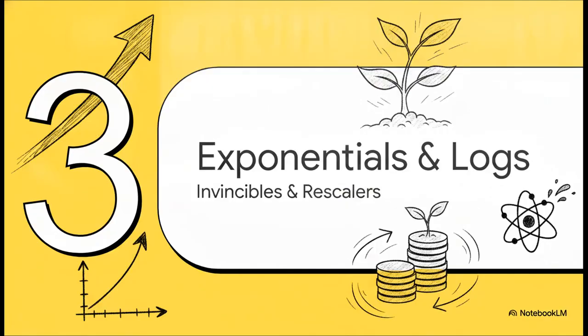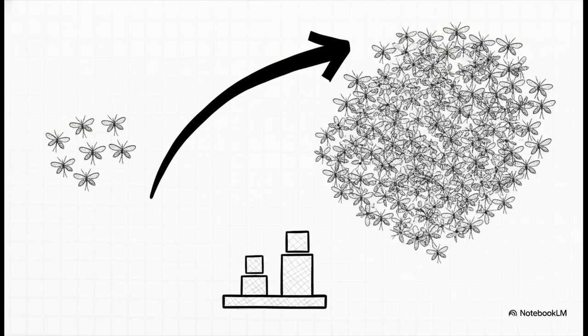Okay, on to part 3, exponentials and logarithms. I like to call these the invincibles and the rescalers. Let's say we have a mosquito population growing exponentially. It's a terrifying thought for sure, but a mathematically perfect scenario for applying these rules.